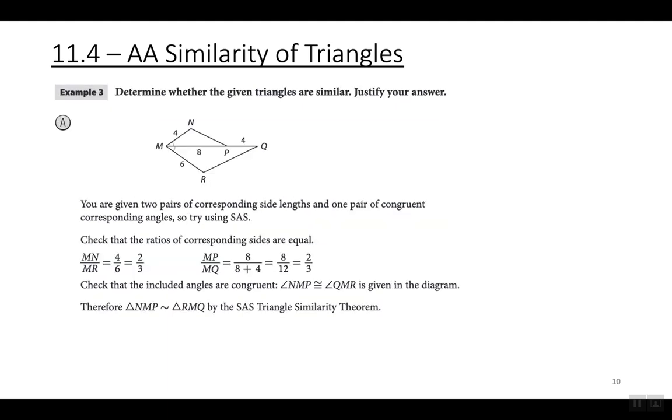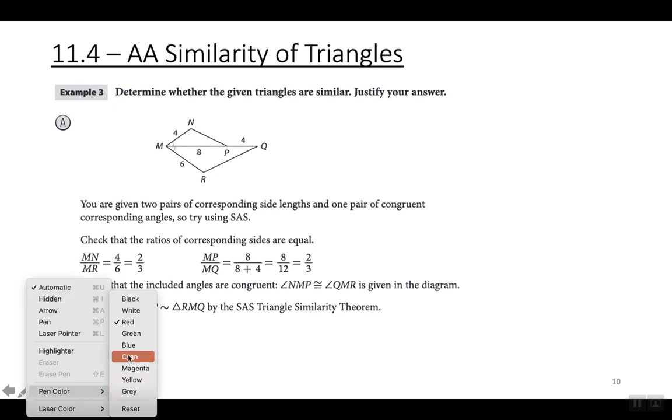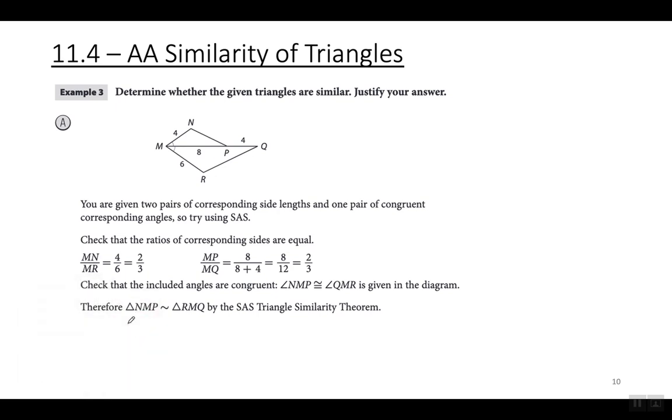All right, so here's our first example, and I'm going to draw it for you in a different way so that you can see what you need to see, because it's a little tricky to see what they're saying. The first triangle I'm drawing the same way. You've got triangle MNP. This side is 4 and this side is 8.